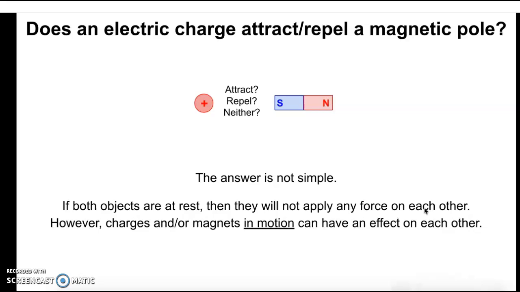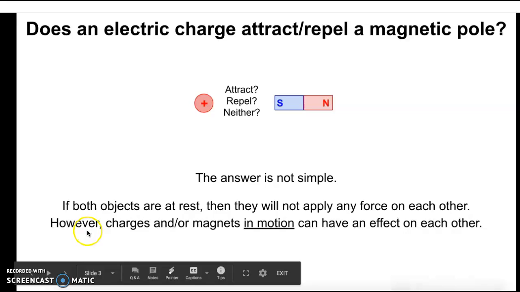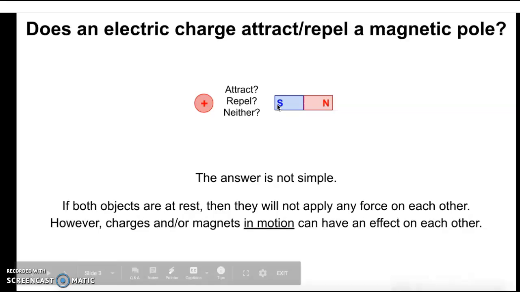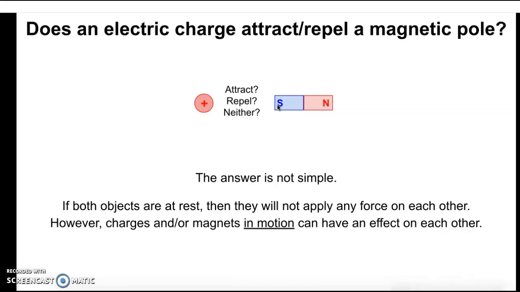However, what's pretty tricky and complicated is that if they're not at rest, then the answer may be different. Okay, so it says, however, charges and or magnets in motion can have an effect on each other. So if I leave them at rest here, they're not going to do anything to each other. But if one or the other of them is moving, then they might start to have an effect on each other.